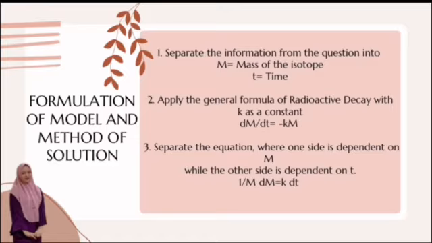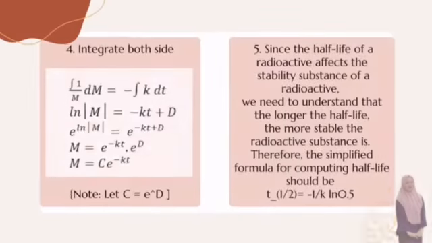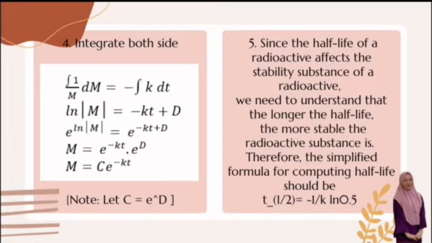The third step is to separate the equation where one side is dependent on m while the other side is dependent on t. After separating, the formula will be simplified as 1/m dm equals -k dt. The next step is to integrate both sides of the equation. First is the integral of 1/m dm equals negative integral of k dt.